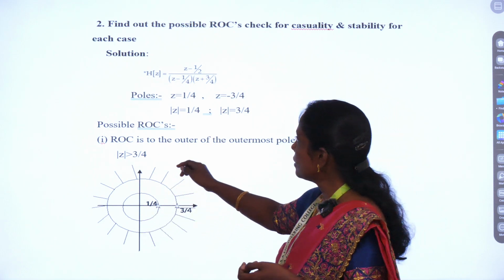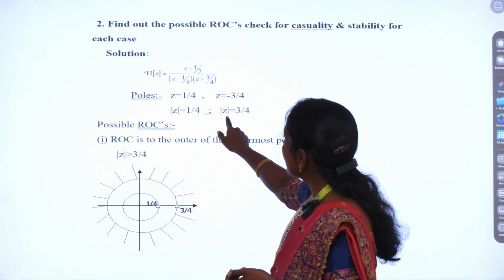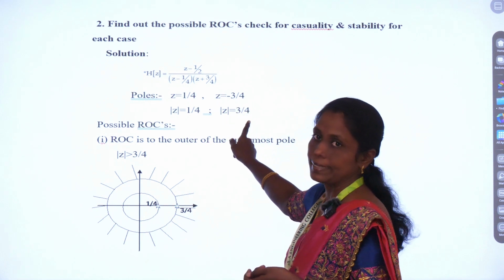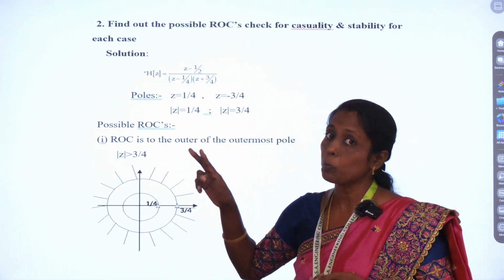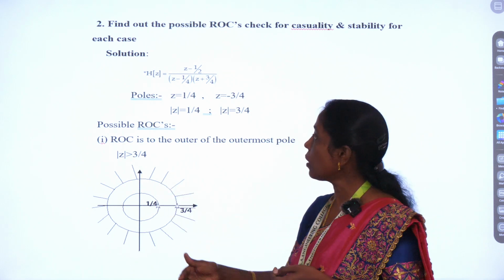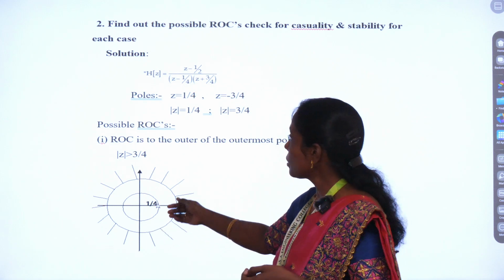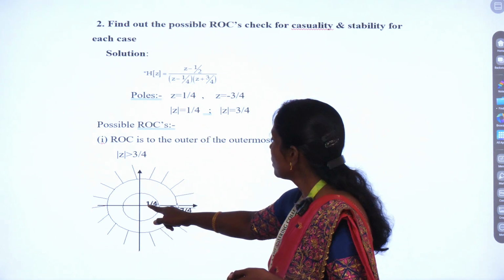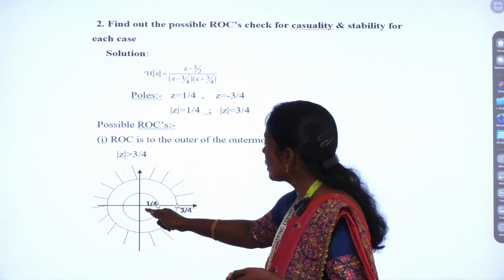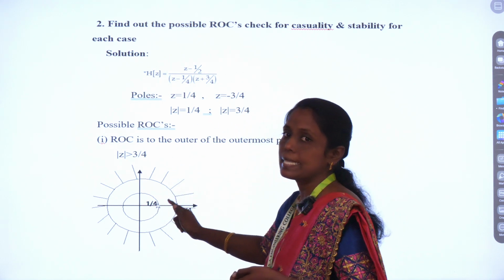Now let us take modulus of z is equal to 1 by 4 and modulus of z is equal to 3 by 4. So these are the two poles for the given system function. Now let us plot these poles in our z plane. So the poles are 1 by 4 and this is your 1 by 4 circle, and the next pole is 3 by 4 and this is your 3 by 4 circle.